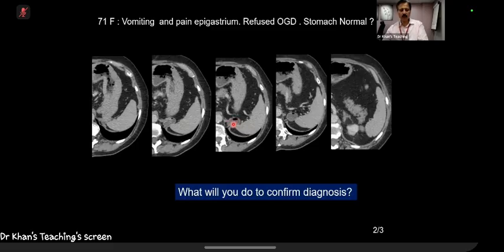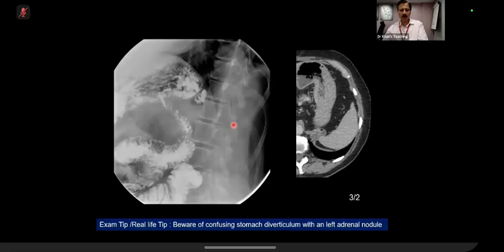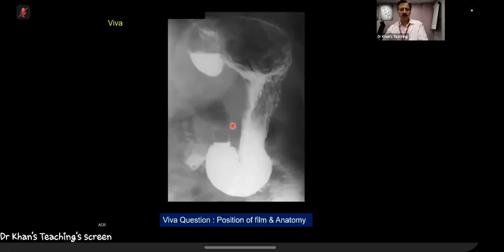Sometimes there will be no fluid inside. Even contrast might not be there. So beware of this. This is a known pitfall of a diverticulum. Barium can tell you when the contrast goes in, and you have to do a technique where you make it dependent. So left adrenal nodule, beware of confusing it with a diverticulum of the stomach. This is a more classical, most common diverticulum. Where is it, candidate?